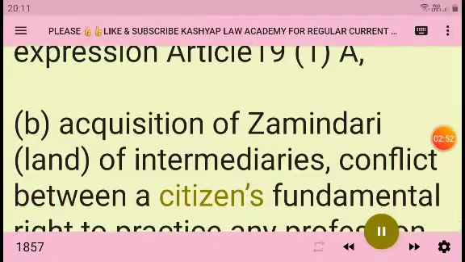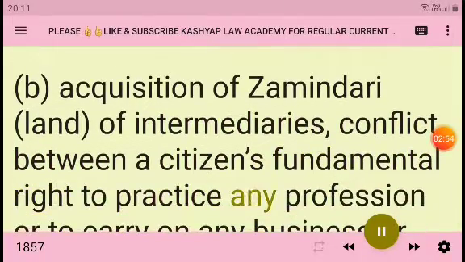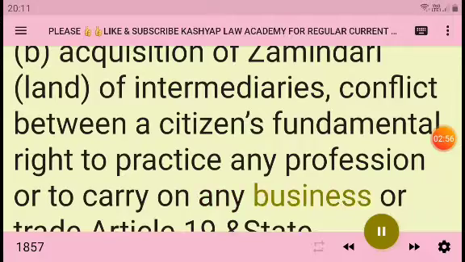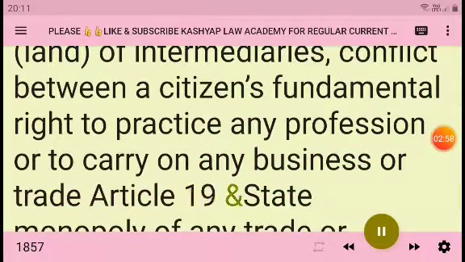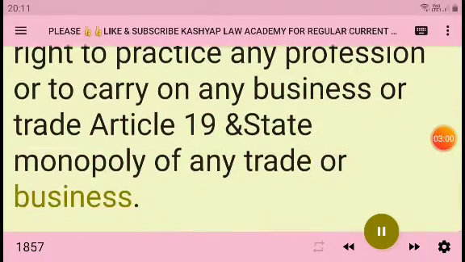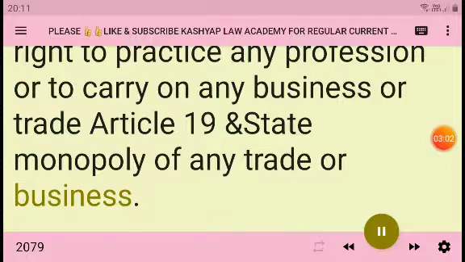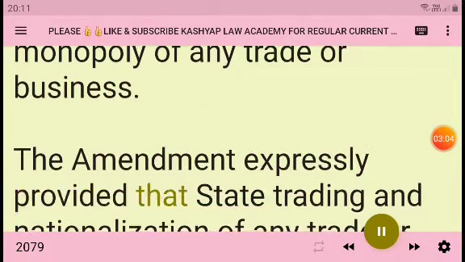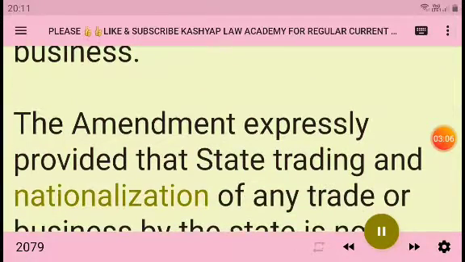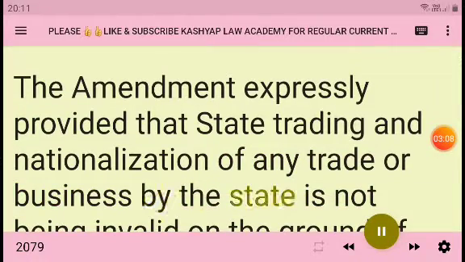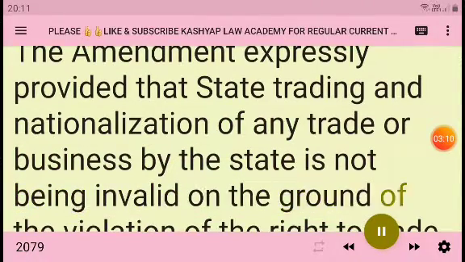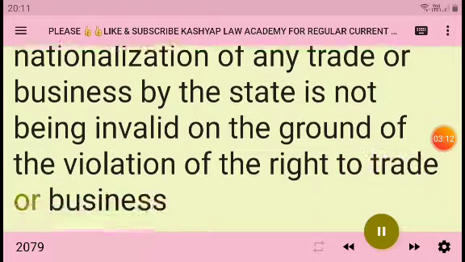C. Conflict between a citizen's fundamental right to practice any profession or to carry on any business or trade, Article 19, and state monopoly of any trade or business. The amendment expressly provided that state trading and nationalization of any trade or business by the state is not to be invalid on the ground of violation of the right to trade or business.